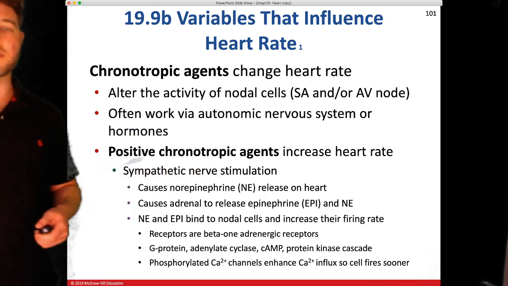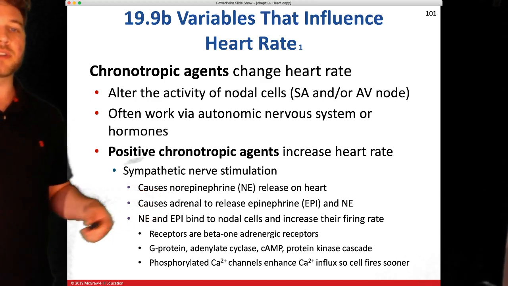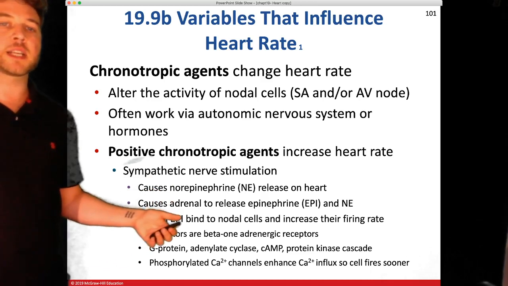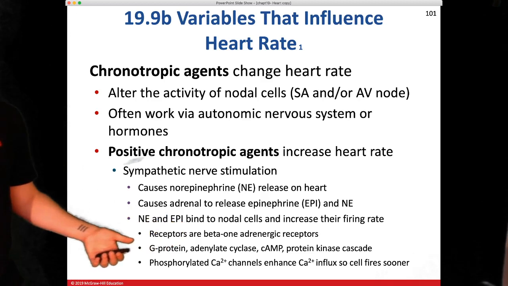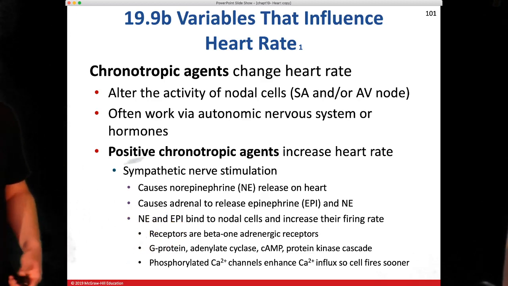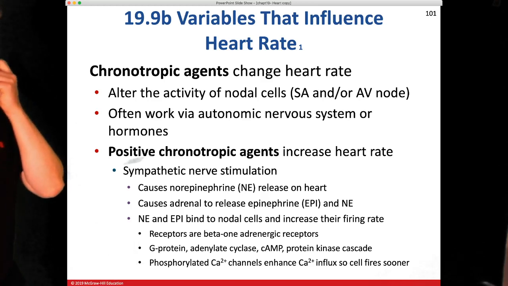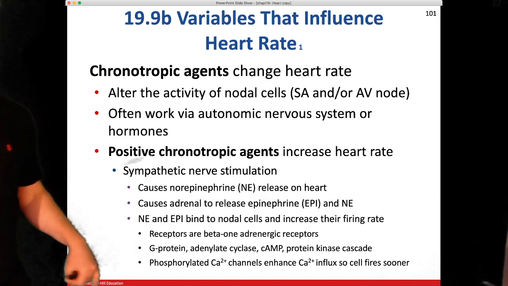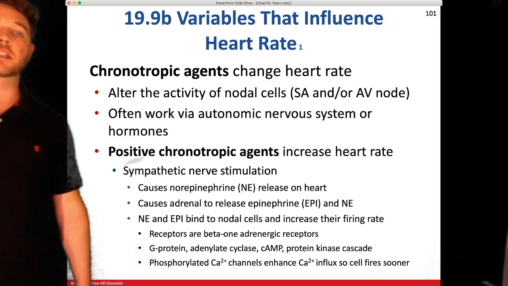That would be sympathetic nervous stimulation from norepinephrine, either from the adrenal glands. The epi and the norepi bind to nodal cells and increase their firing rate. The receptors on these cells are beta-1 adrenergic receptors. They go through the adenylate cyclase G-protein cascade. We learned that in chapter 17. And then the phosphorylated calcium channels enhance calcium influx, so cells fire sooner. That's going to help to depolarize the cells.